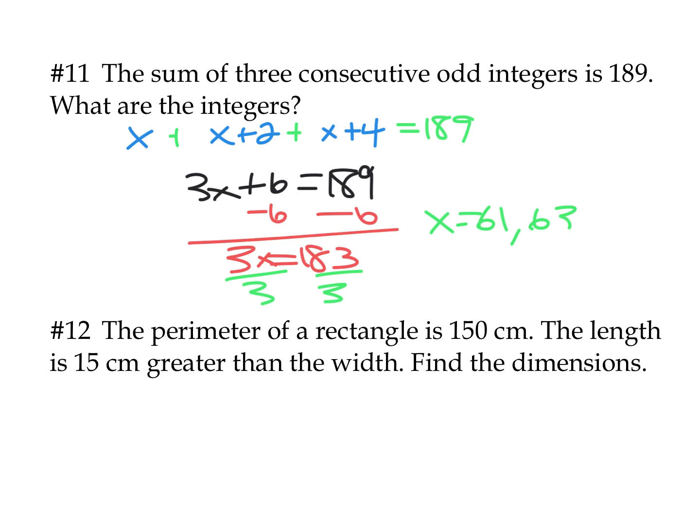And then 63 and 65, right? x plus 2 and then x plus 4. That gives us our consecutive odd integers. And if we add those together, it comes out to 189, so that's a good sign. Looks like we're on the right track.